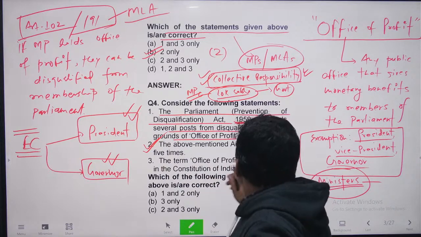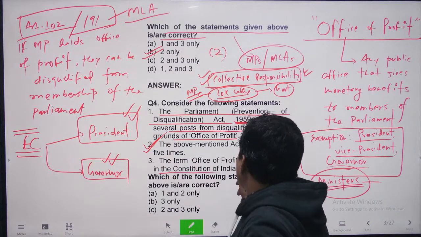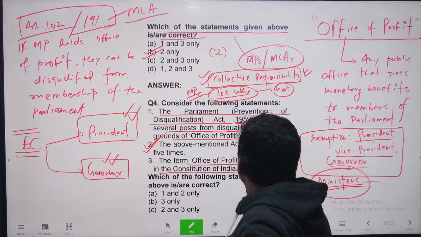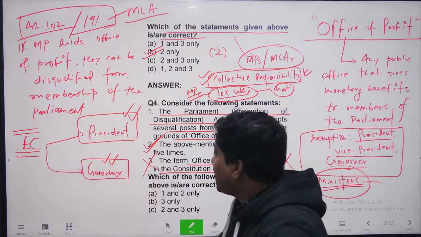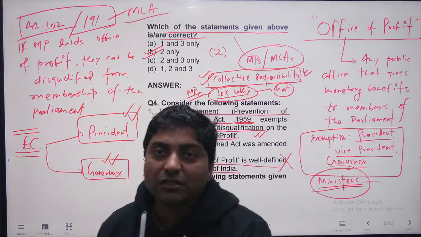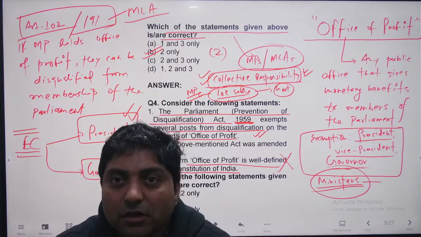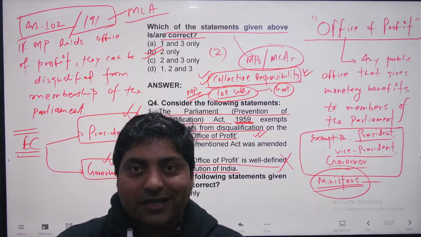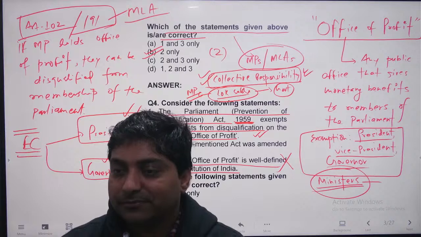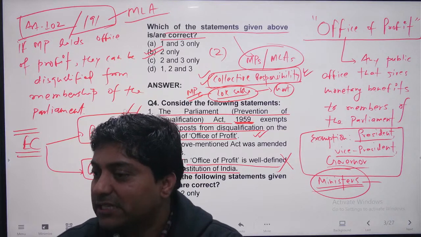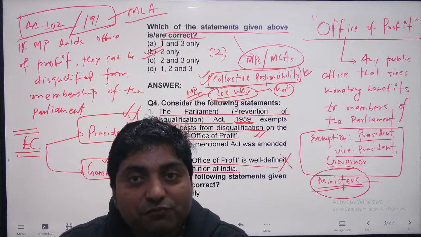Now, is the term office of profit well defined in the Constitution? No, I told you that the office of profit is not defined by the Indian Constitution. Basically, it is the Supreme Court of India in 2006 which defined what is office of profit.